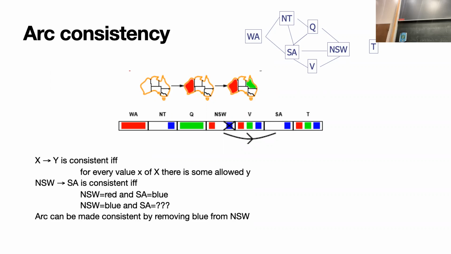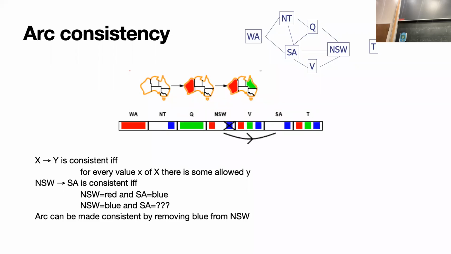Let's check red first. If New South Wales is red, that's fine. South Australia can be blue. I'm safe. But I have to, again, go through every value in New South Wales. If New South Wales is blue, there is no allowed Y in South Australia. So I can make the arc consistent by removing blue from New South Wales. I know this seems counterintuitive. The first time I saw it, I was very confused. Let's walk through it one more time.